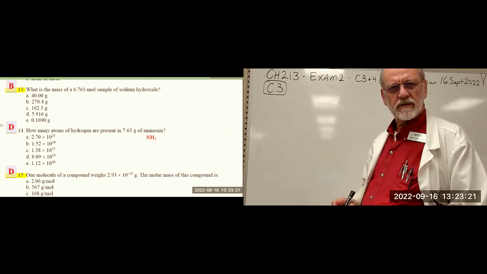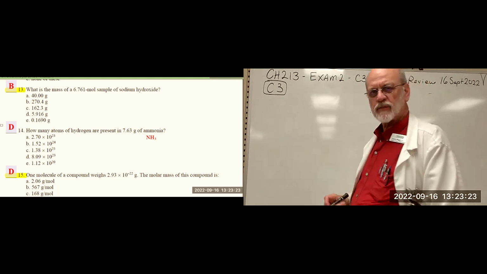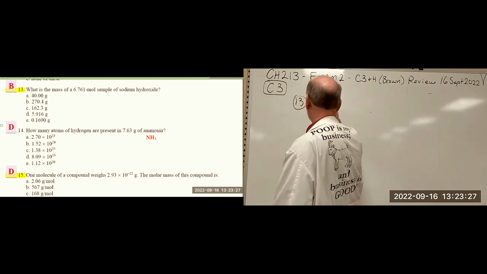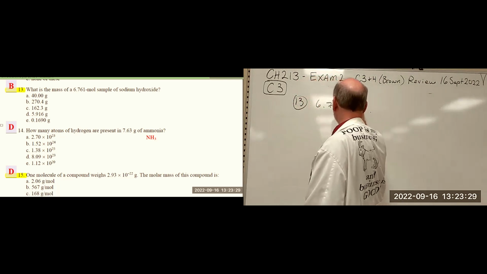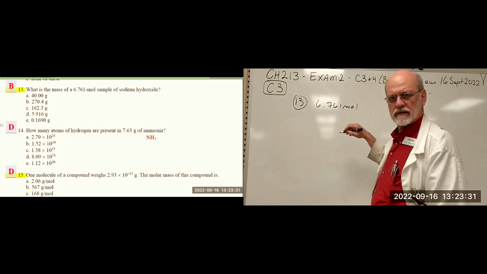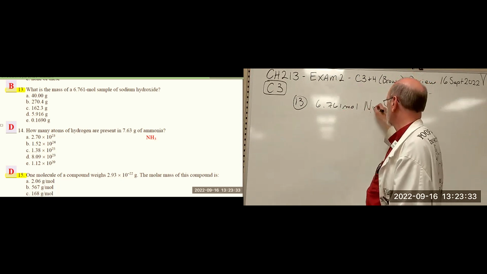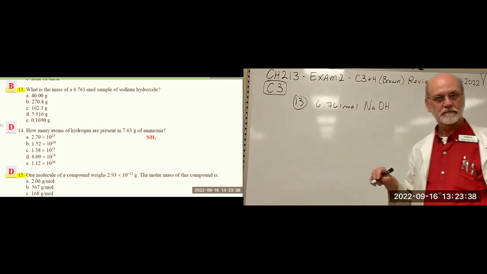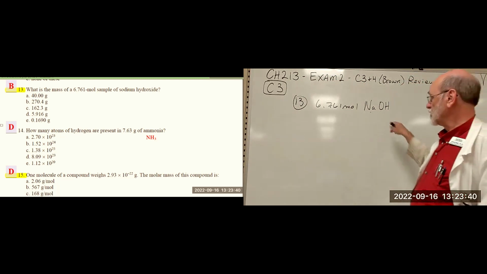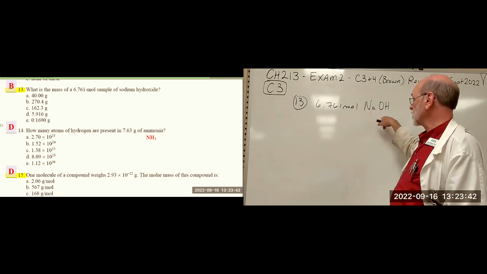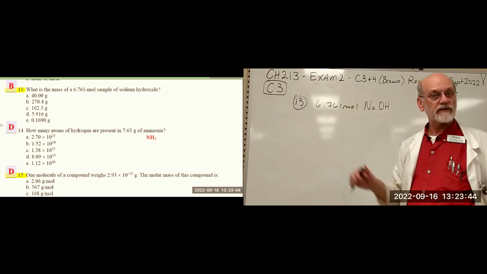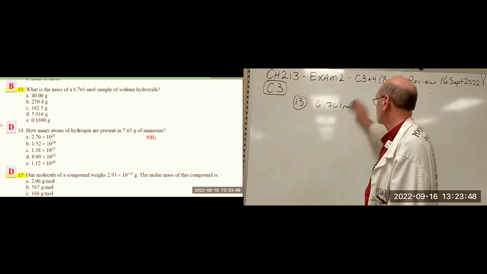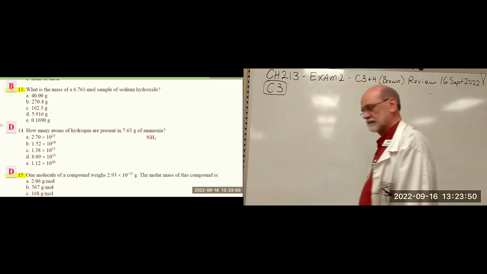Uh, 13, we're given 6.761 moles of sodium hydroxide. Yeah, sodium hydroxide is a polyatomic ion. So you just need the molar mass of sodium hydroxide and convert moles to mass. Right? That's simple enough.